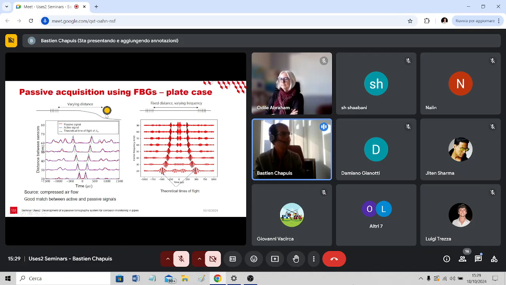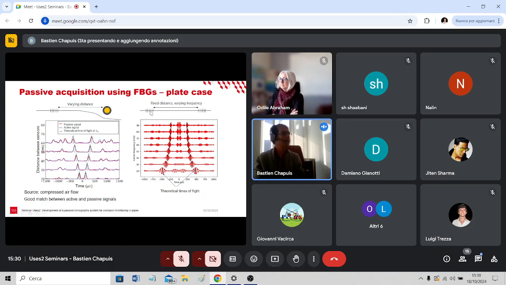I have shown you previously this type of figures where we have different distances between 2 sensors. Previously, it was 2 piezoelectric transducers. Here we can reconstruct, so active signal is between 1 piezo and 1 FBG. Here in active, so it's in blue, and in red it's in passive. So we measure simultaneously the noise between the FBG and the piezo, and you can see that we can reconstruct the A0 mode in both directions in that case.